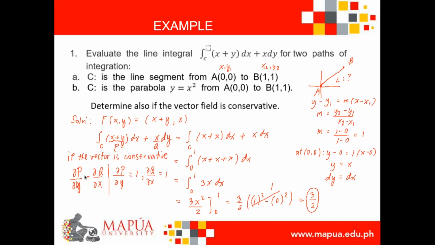So since the values of the two partials are equal, we can say now that the vector field is conservative. So let me write here, if the vector field is conservative. Therefore, your conclusion is the vector field is conservative. So this is how we answer letter A. Let us solve for letter B.